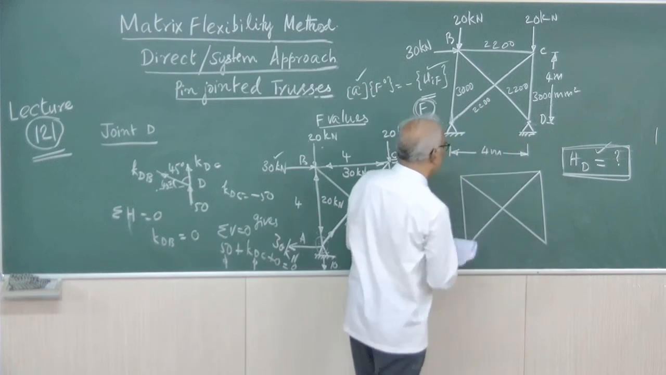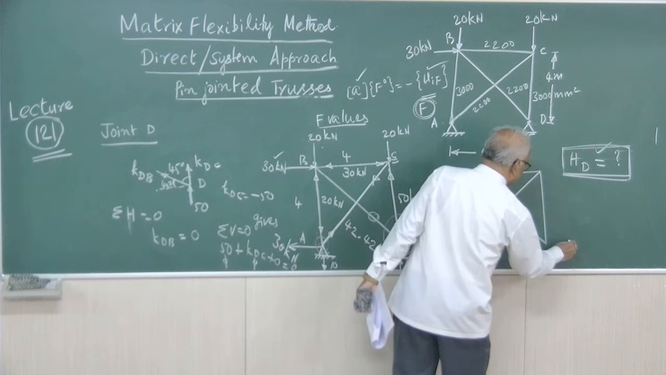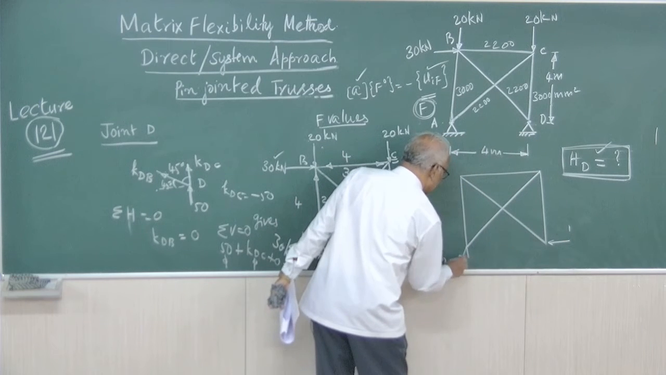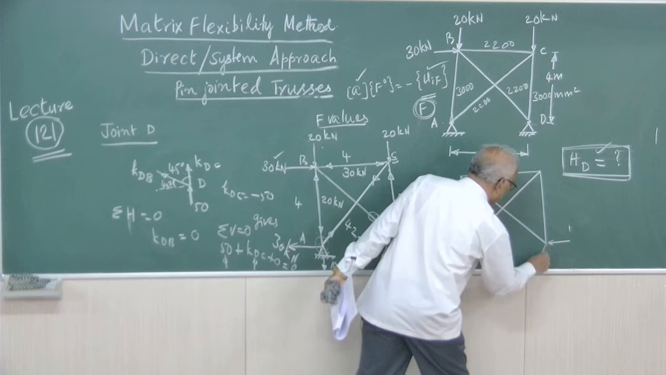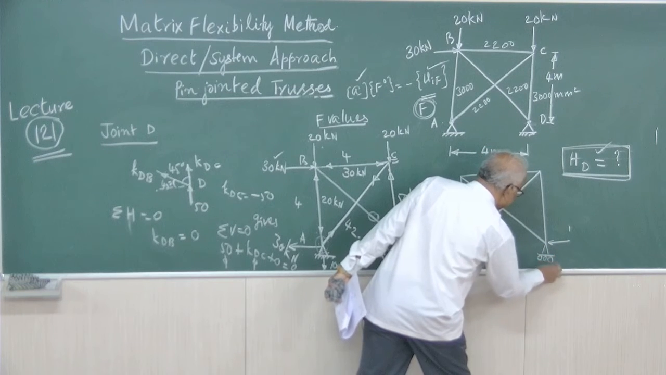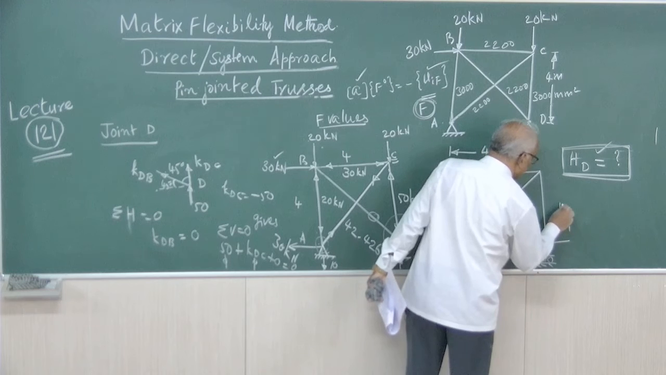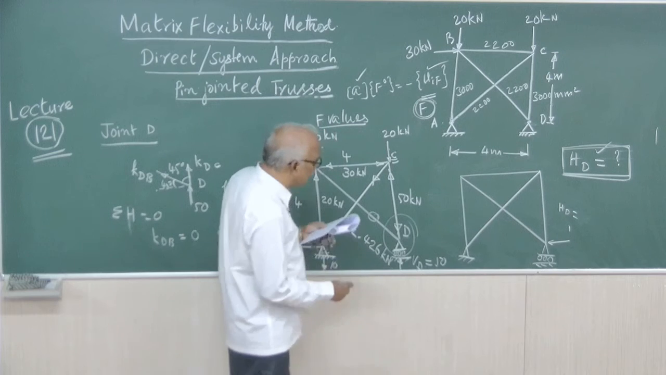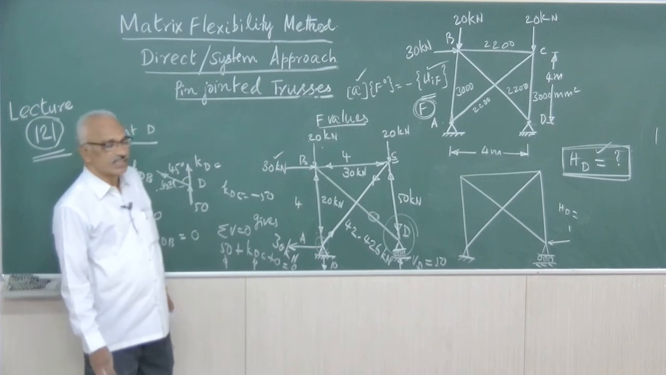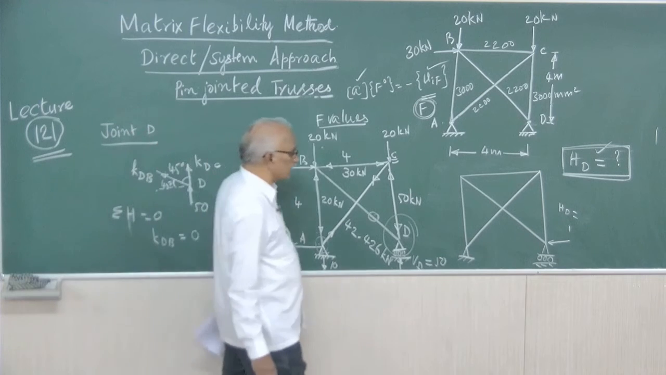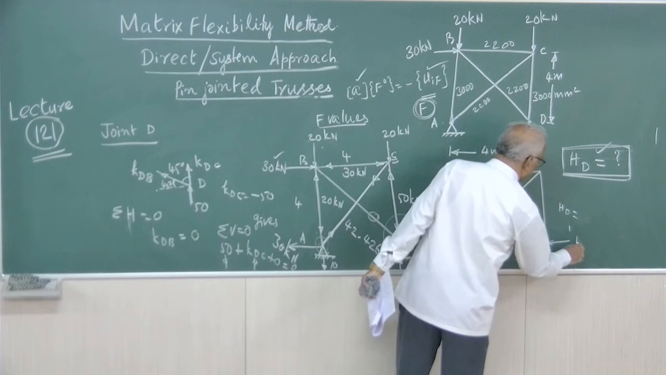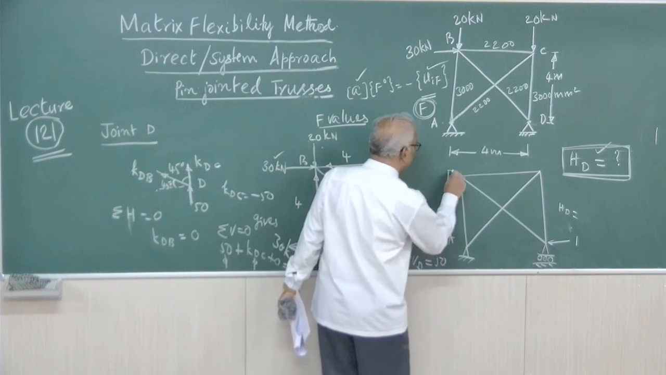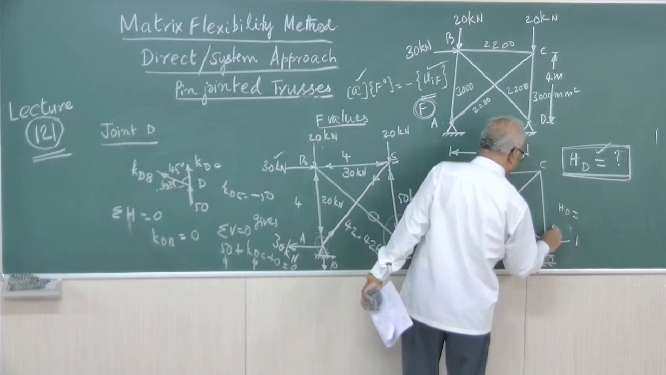Right. Now, here we have to apply the redundant force equal to unity. So, this is hinged, this is on rollers. So, you have to apply HD equal to unity. Forget about the external force. Now, we have to analyze that truss, the truss with the redundant force equal to unity. This value equal to unity. Right. Now, this is A, B, C and D.